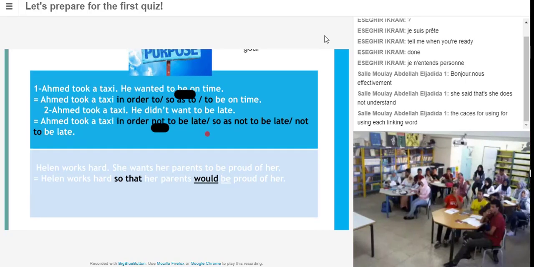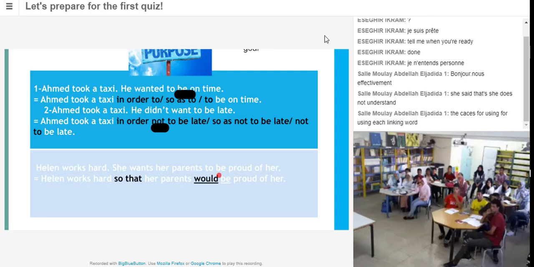Now, if you compare this sentence with this one, you are going to see that here we are talking about the same person. It's Ahmed who took a taxi, and it's Ahmed who wants to be on time. So the verb to be is going to be done by Ahmed. It refers to he, and he is the same subject as Ahmed. Now, if you consider this example here, Helen works hard. She wants her parents to be proud of her. Now, if you take be here, which is the verb of the purpose or the goal we want to achieve, that's to be proud of her. Who is going to be proud? Is it the parents or Helen? Parents. Parents, that's excellent.